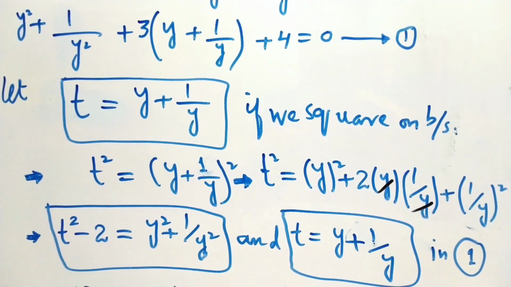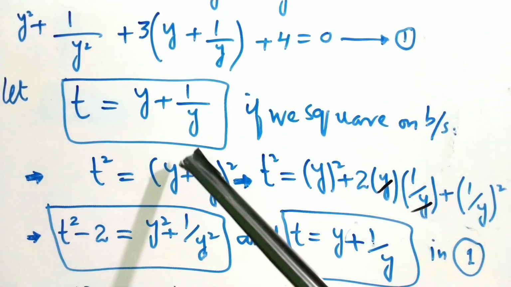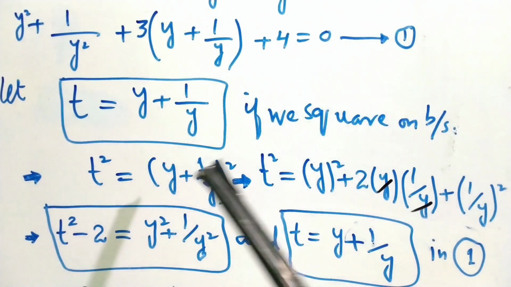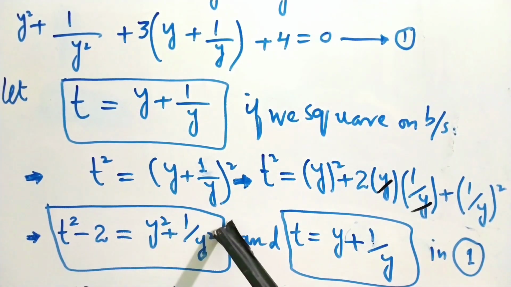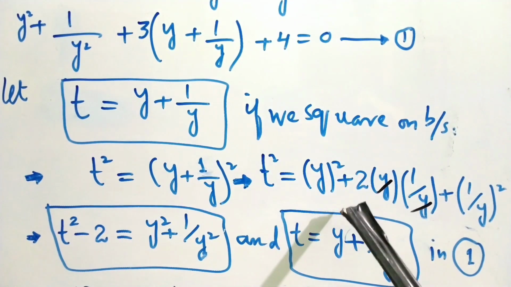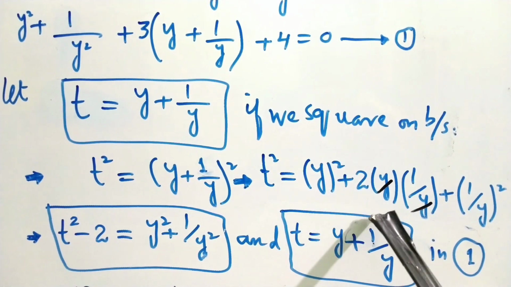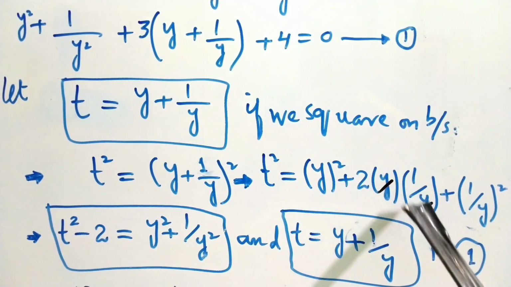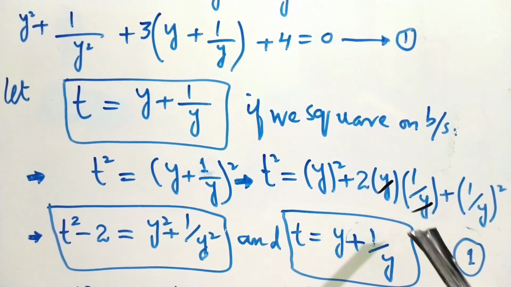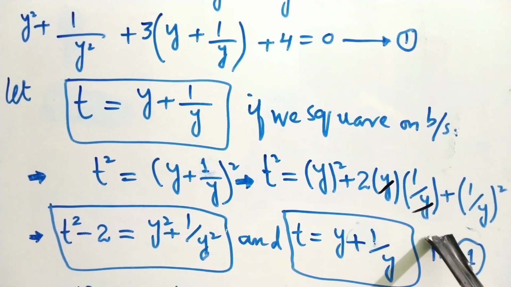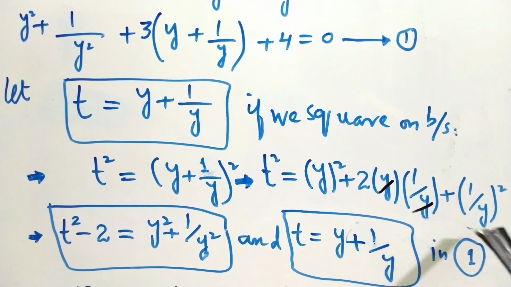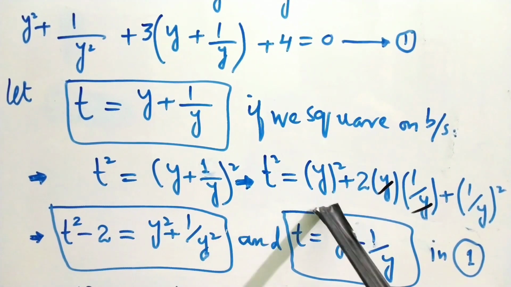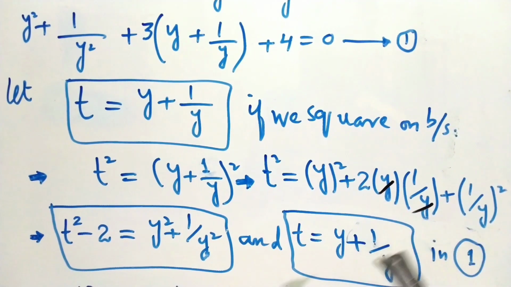Let t equal to y plus 1 over y. If we square on both sides, t square is equal to y plus 1 over y whole square. Open it up with the help of the formula a square plus 2ab plus b square. That is, t square will be y square plus 2y into 1 over y, both are reciprocal to each other and cancel out each other, plus 1 over y whole square. So what will remain on this side is y square plus 2 plus 1 over y square.